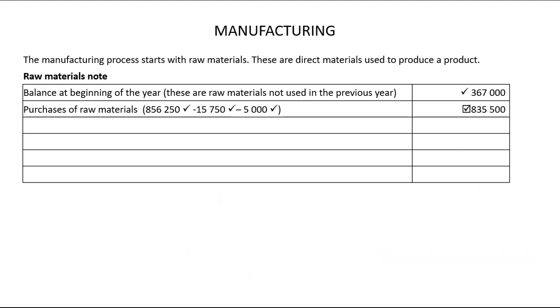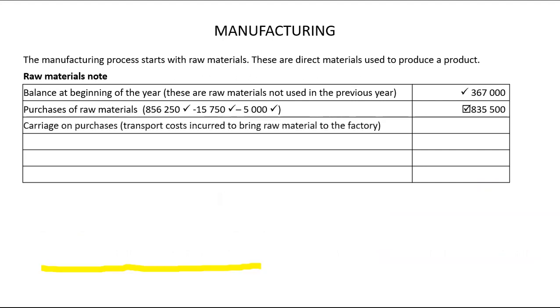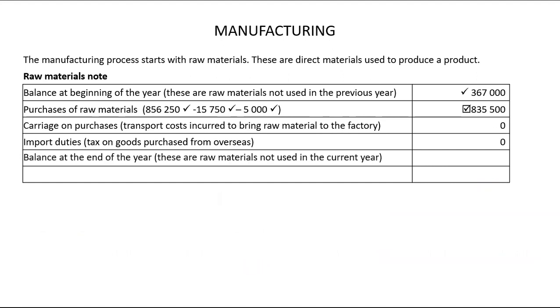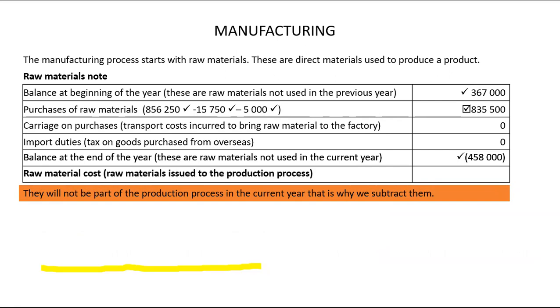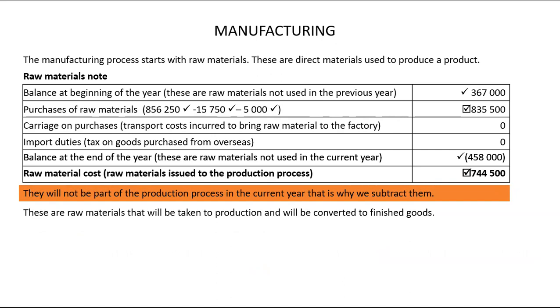Then you were going to add carriage on purchases, which are transport costs incurred to bring raw materials to the factory. Unfortunately, we don't have any. And then you're going to add any import duties, which is tax on goods purchased from overseas. Unfortunately, we don't have any. It will be 0. Then you will deduct balance at the end of the year, which was that 458,000. Now, raw materials used that will be taken to the production process will be 367,000 plus 835,500 minus 458,000. You will get 744,500. Okay, I'm done with raw materials.